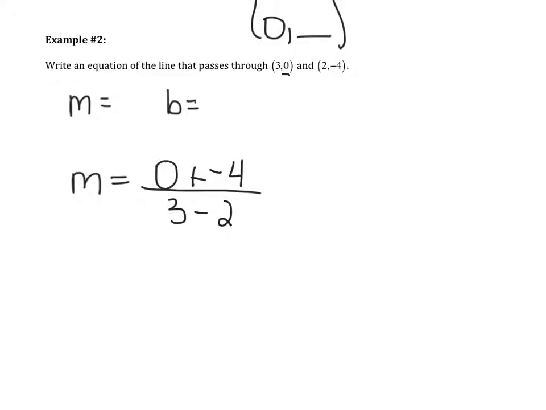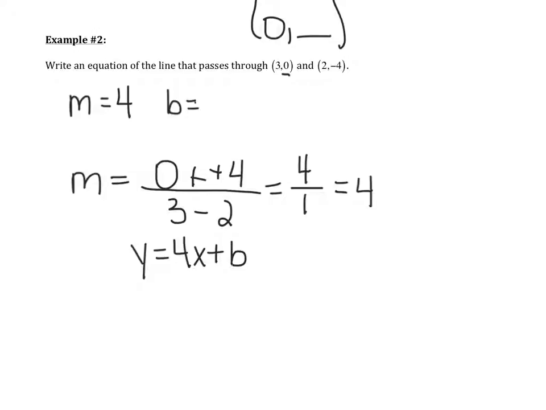So I'll do a same change here. 0 plus positive 4 is 4, and 3 minus 2 is 1. So my slope is 4. So I'm halfway there, because remember, I know I need to find the m, and I need to find the b. So far, with y equals mx plus b, I know it's y equals 4x plus, and again, neither of these points were the b, so I have to solve for b.